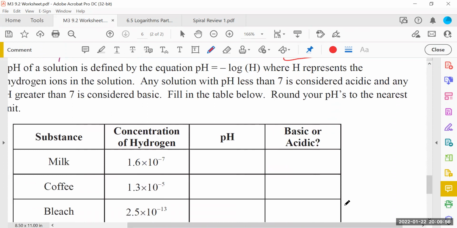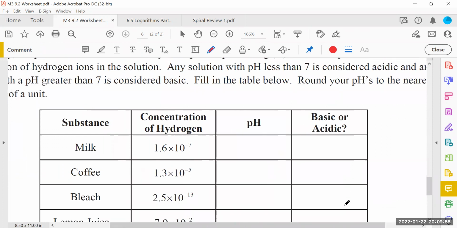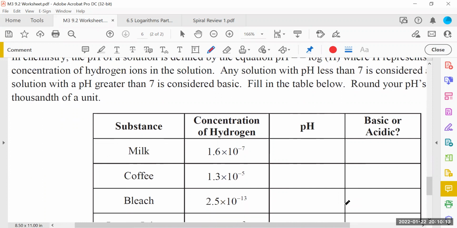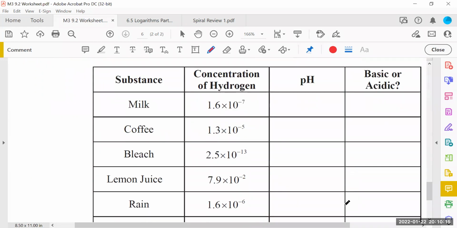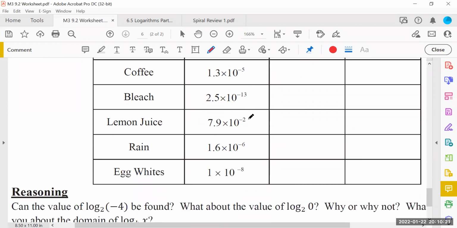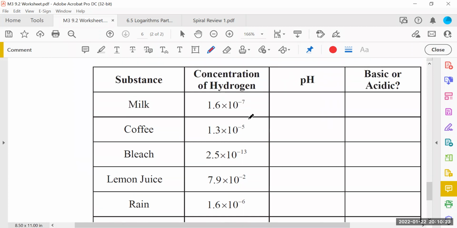Now down here, I told you guys not to do this, but it's actually really handy. It's a great application connection to your science classes. The pH scale is based on a log scale. Literally when you're looking at this, these values are all to a power, and that power is more or less what ends up determining the pH of different substances here.